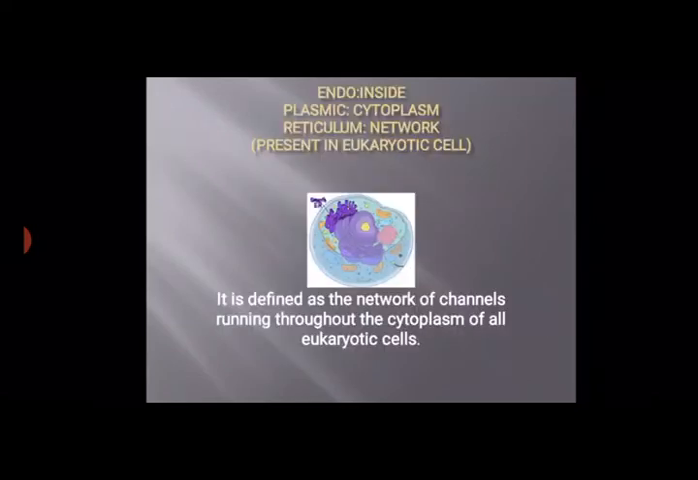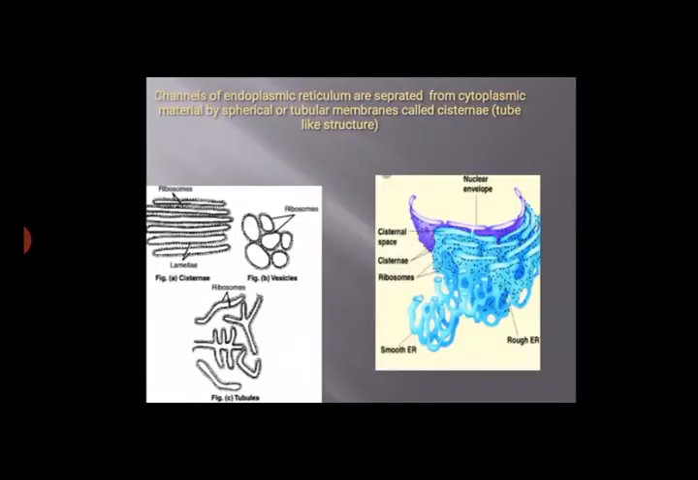The meaning of endoplasmic reticulum is: endo means inside, plasm means cytoplasm, reticulum means network. So it is basically a network inside the cytoplasm of eukaryotic cells. It is defined as the network of channels running throughout the cytoplasm of all the eukaryotic cells. These channels are separated from the rest of the cytoplasmic material by either spherical membranes or tubular membranes called cisternae. You can see the flattened layers in the diagram called cisternae.